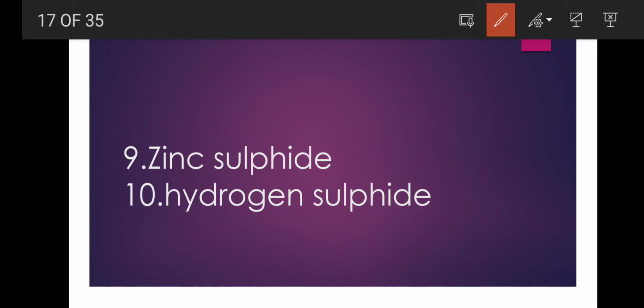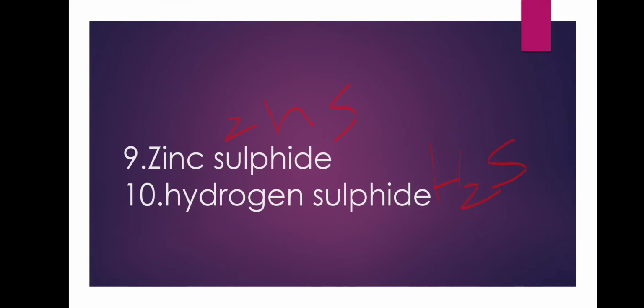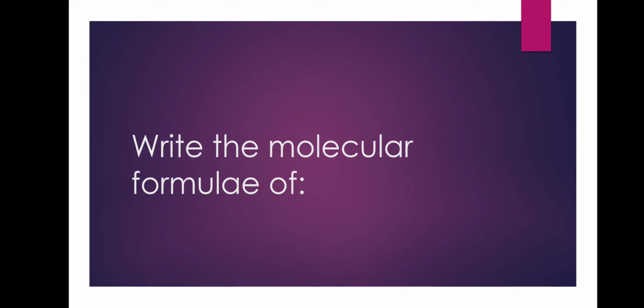Next is ZnS. This is what? Zinc sulfide. And next is H2S. This is what? Hydrogen sulfide. Clear? Now write the molecular formulae. Here you have to write the molecular formulae. The names are given and you have to write the formula.